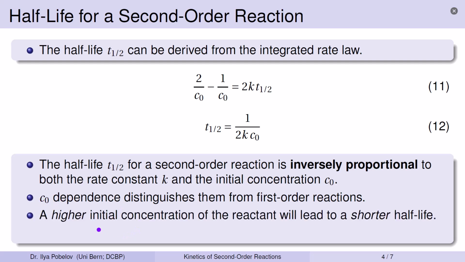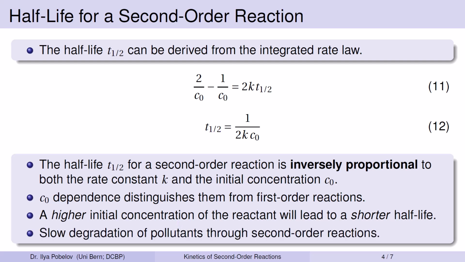As a result, a higher initial concentration of the reactant will lead to a shorter half-life. Conversely, at lower concentrations, the reactant will persist longer, leading to a longer half-life. This characteristic is particularly relevant for substances that degrade through second-order reactions, including certain environmental pollutants, which may remain in the environment for extended periods at low concentrations.